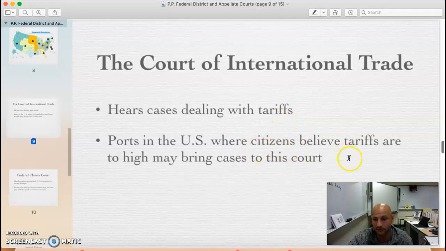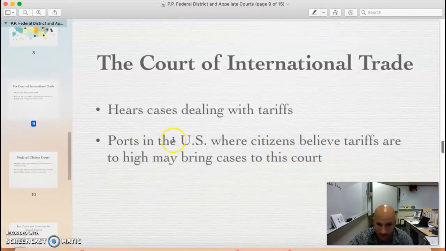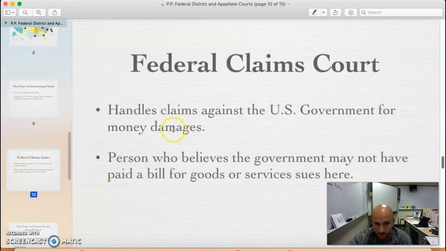Ports in the U.S. where citizens believe tariffs are too high may bring cases to the courts, and they can be heard or tried. Maybe certain ports are putting unlawful tariffs on ships that are coming in, charging them more than what they believe is lawful, and this can go to international trade. And we have made these separate courts so the district courts, the 94 of them, are not flooded with court cases, and they can all do their duties as said.